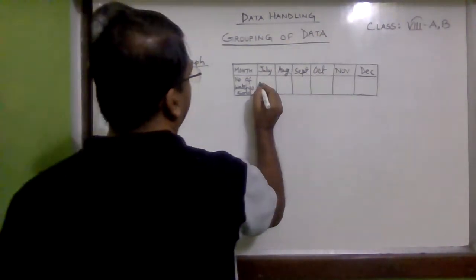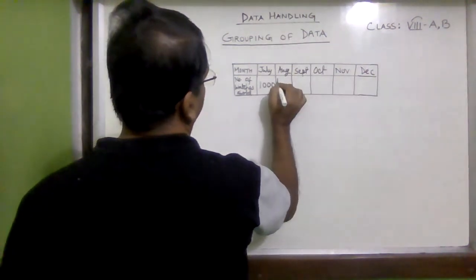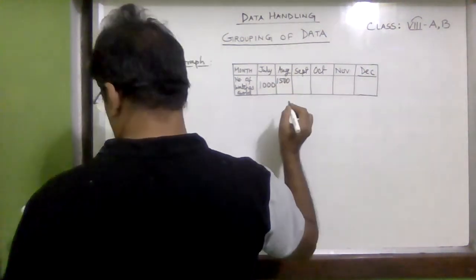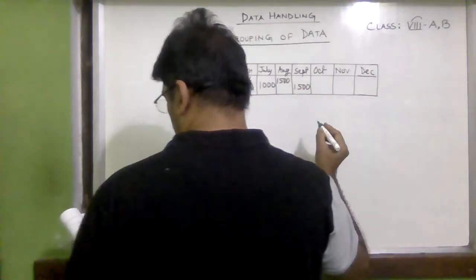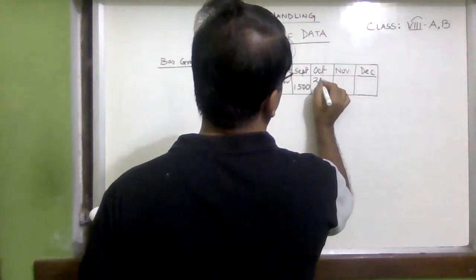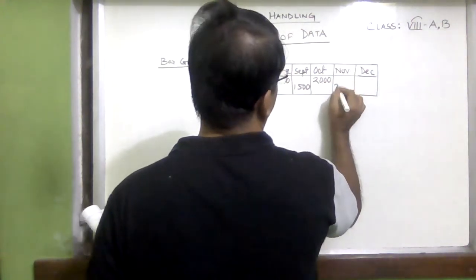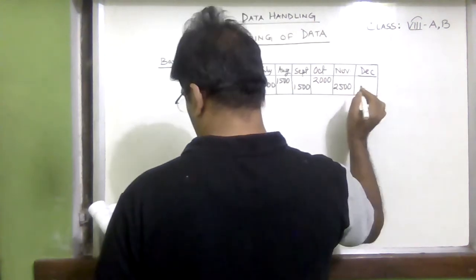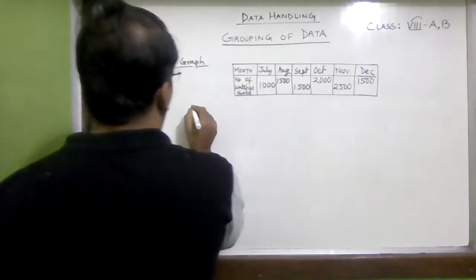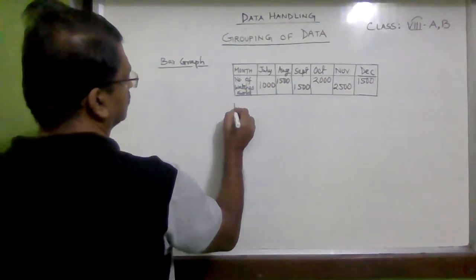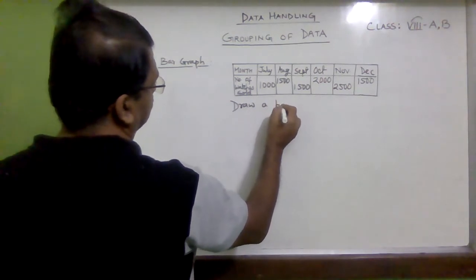In the month of July, 1,000 watches. In month of August, 1,500 watches. In the month of September, again 1,500 watches. In month of October, 2,000 watches. Then 2,500 in November and 1,500 in December. Draw a bar graph.